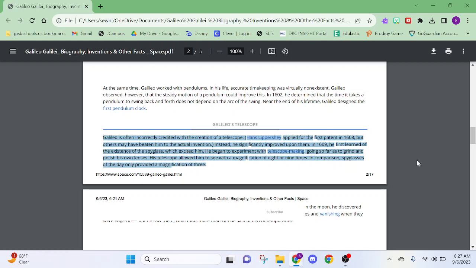Galileo is often incorrectly credited with the creation of a telescope. Instead, he significantly improved upon them. In 1609, he first learned of the existence of the spyglass, which excited him. He began to experiment with telescope making, going so far as to grind and polish his own lenses. His telescope allowed him to see with a magnification of 8 or 9 times. In comparison, spyglasses of the day only provided a magnification of 3.